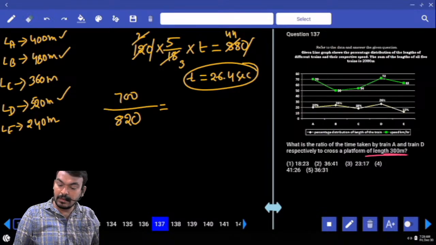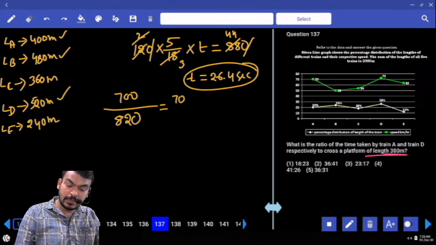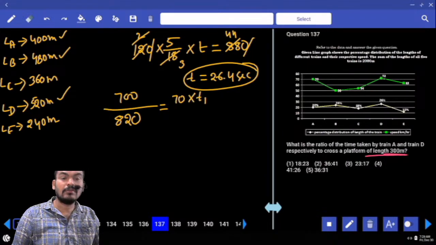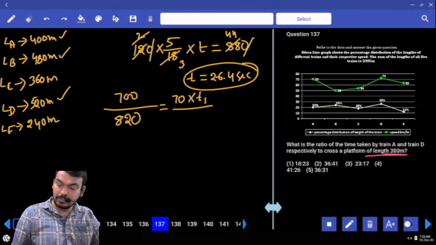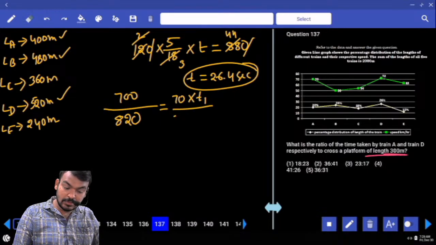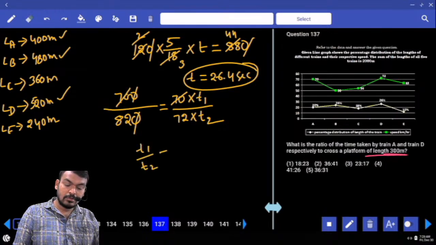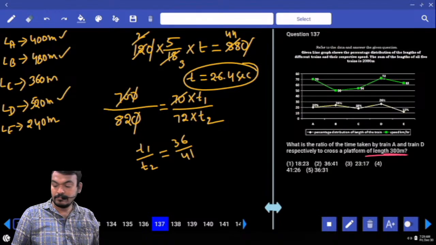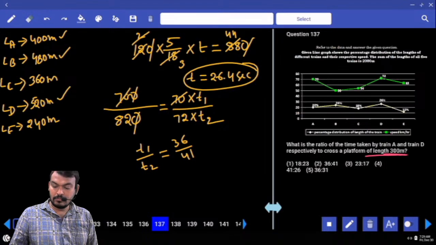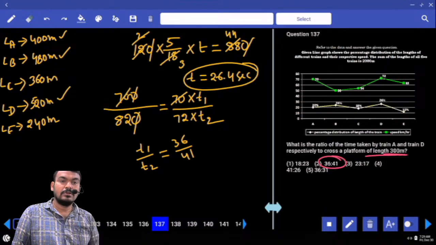Speed of train A, how much? 70 into T1. Next, speed of train D, how much? 72 into T2. Numerator zero and denominator zero cancel. Numerator 70 cancels. Then T1 by T2 is equal to 36 by 41. Which option? The second option.